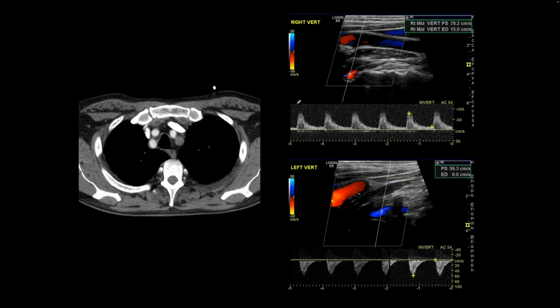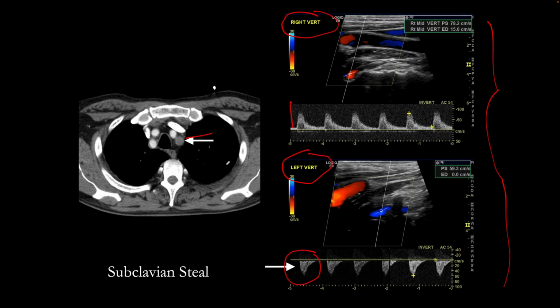This is our next patient. They underwent a carotid ultrasound, and on the right side, looking at the vertebral artery, the flow is antegrade, but on the left side, looking at the vertebral artery, the flow is retrograde. And compared to their prior CT in the system, we find that the left subclavian vein is occluded with a thrombus. So this is a great example of a subclavian steal.